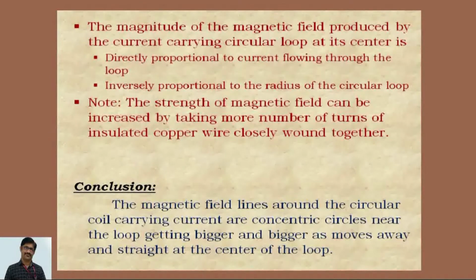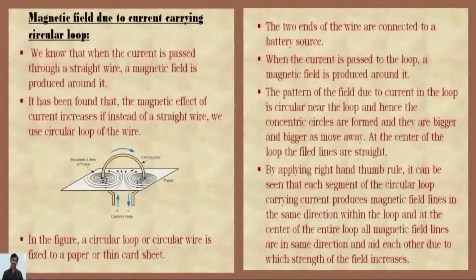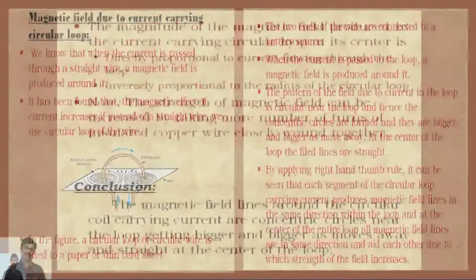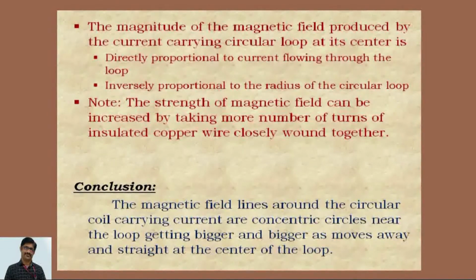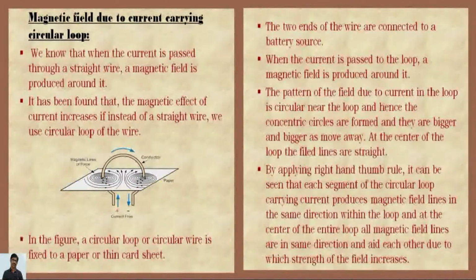Next, the magnitude of magnetic field is inversely proportional to the radius of the circular loop. At the center of the loop, the radius is 0. Therefore, the magnetic field is high in that case. At the center, this is the reason why magnetic field is high in that region.